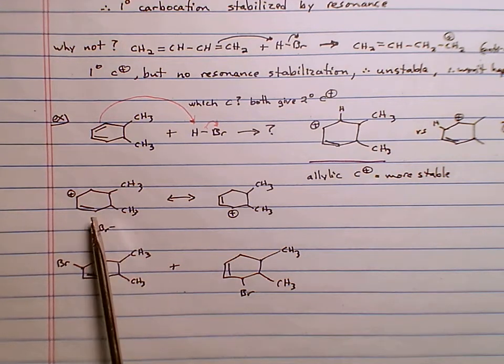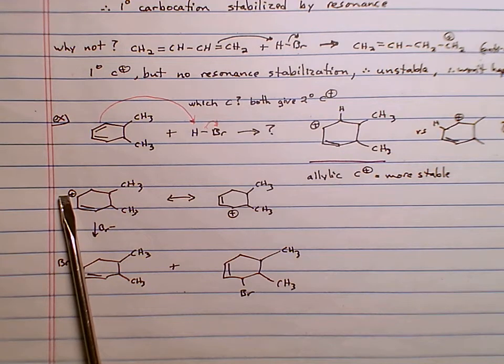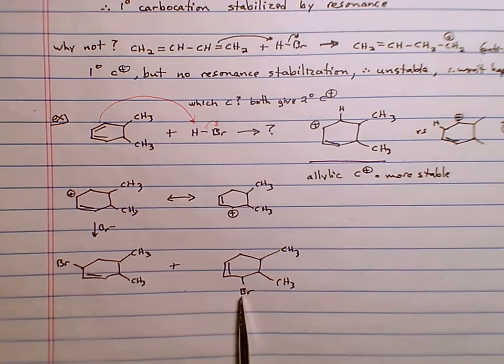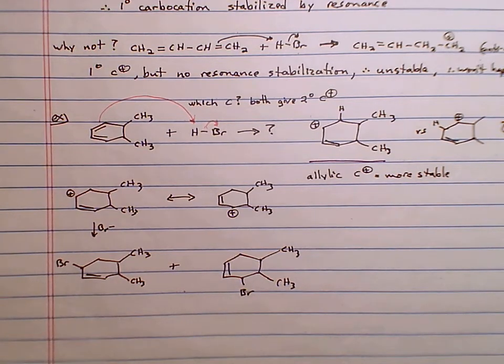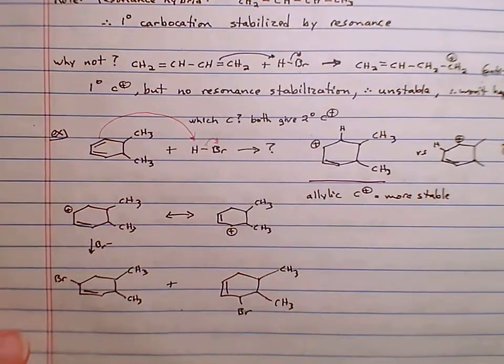So the bromine can either go here from our first resonance form of the carbocation, the one we generated first, or it can add here to this resonance form. We would get these two products with hydrobromination of a conjugated diene. All right. Cool.